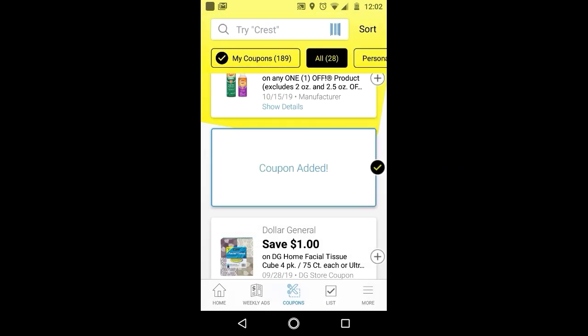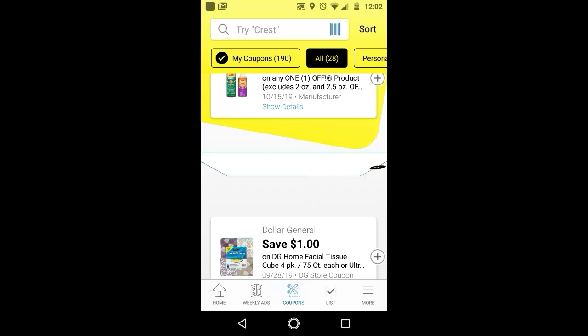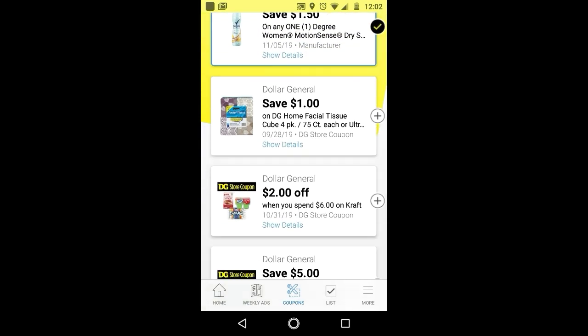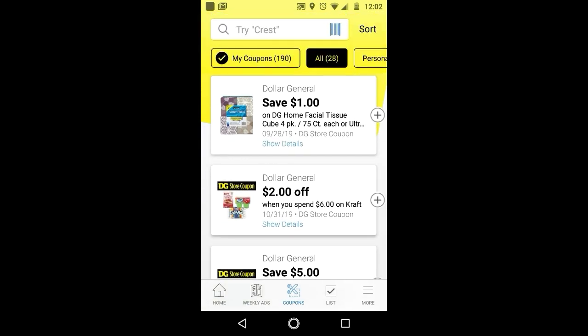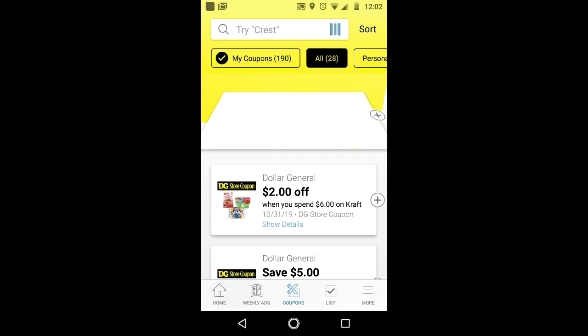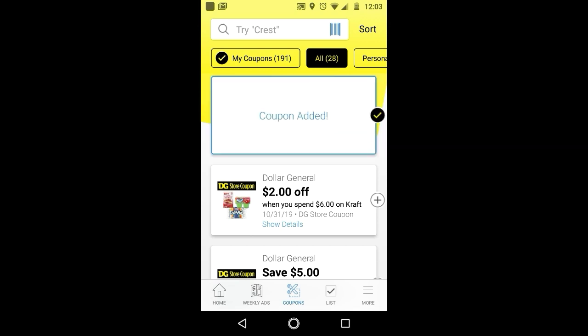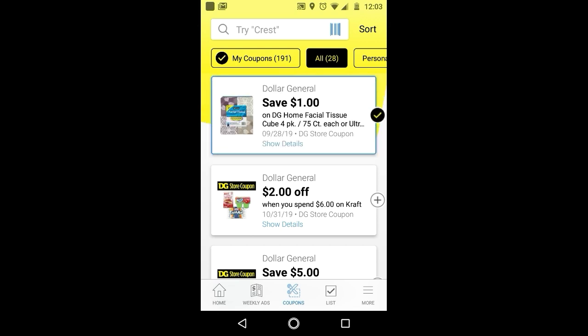Here's another Degree product that I will clip. This product, the DG Home Facial Tissue 4-pack, the paper towels 2-pack, and the bath tissue 4-pack, they are going to be $3.50. With this dollar off digital, it'll make it $2.50. So that's a good coupon to clip.